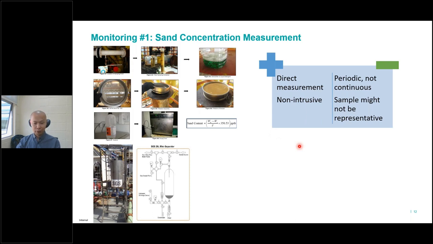The question that we can always ask ourselves is, if we do it only once a month, how can we make sure that for the next 29 days we are going to have the same result, right? Because in any case, we are extrapolating something. So there is high uncertainty on this. Okay, the sample might not be representative. It could be representative for that point in time. Let alone the flow regime might also affect the amount of sand that we collect during the sampling.